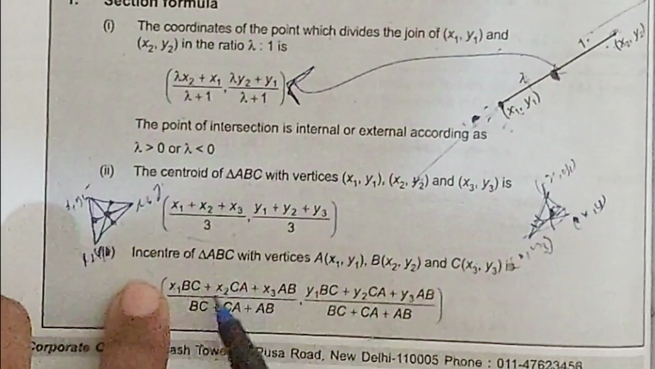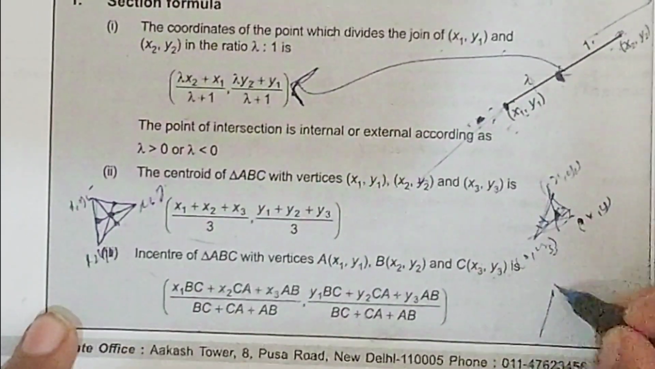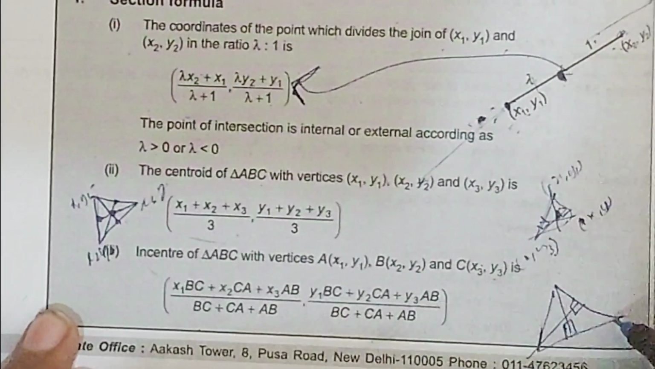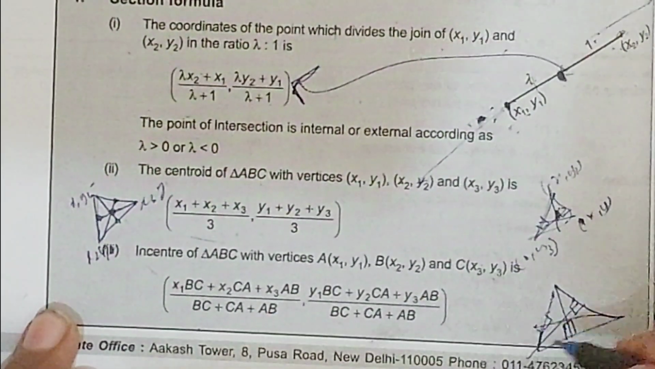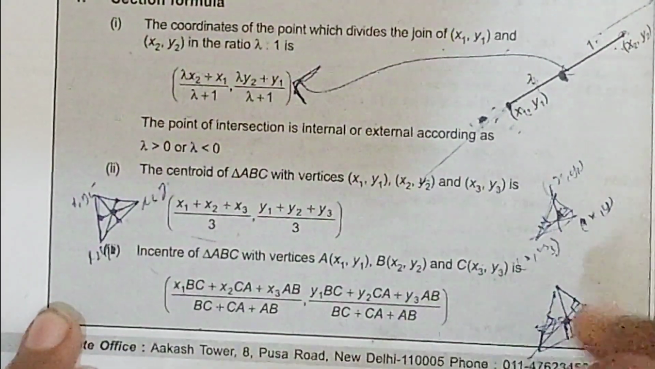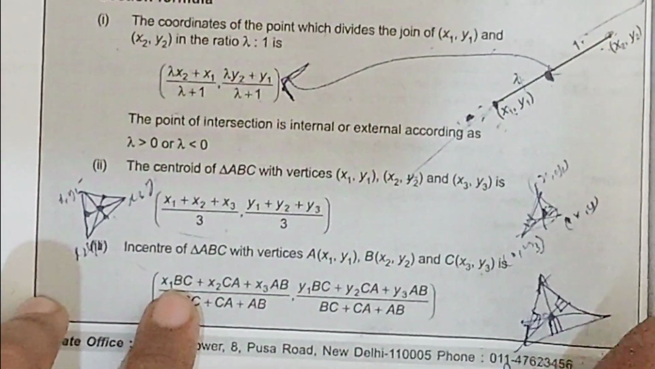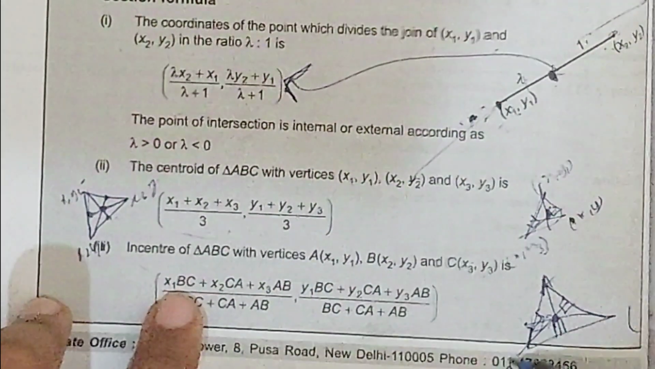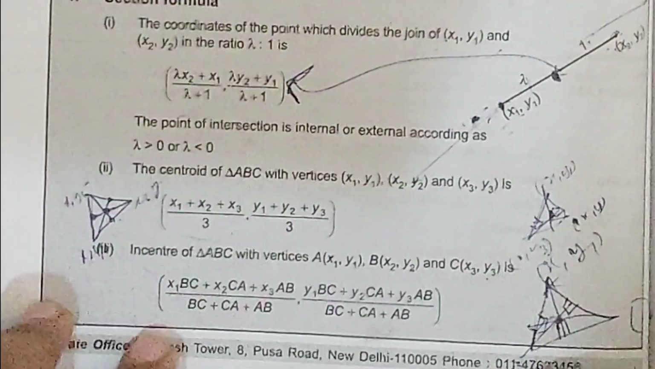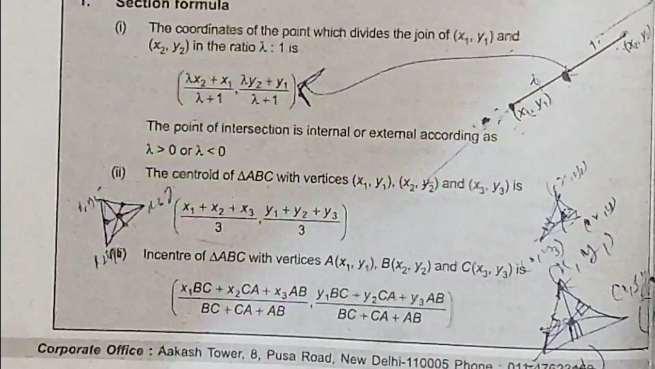The incenter of the triangle ABC with the vertices, this. What do you mean by incenter is, suppose this is the triangle, putting an angle bisector here, and here another, then the point where they meet is called the incenter, and this is given by this. Suppose the triangle was ABC, where BC is this line, x1 is this one, x2 y2, and x3 y3. This is how we get it.